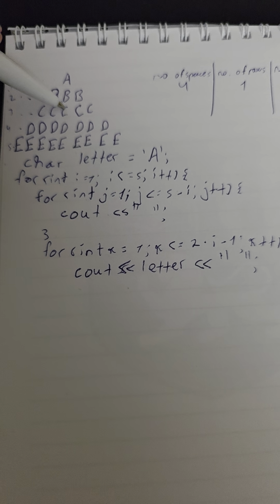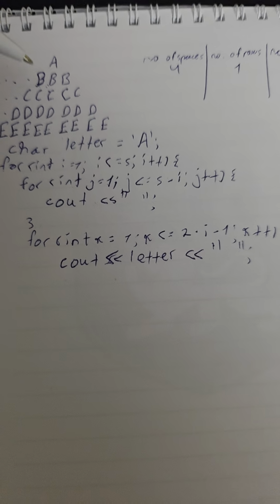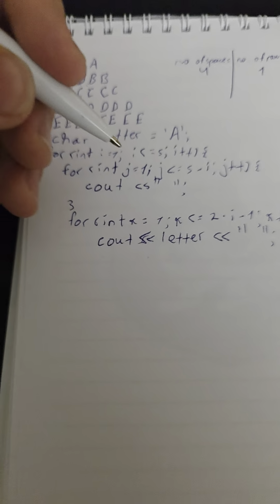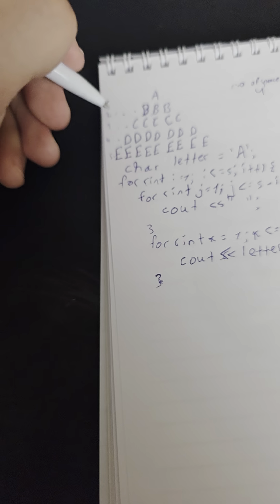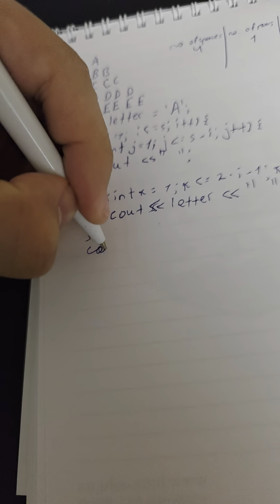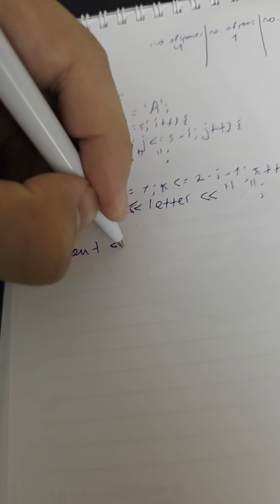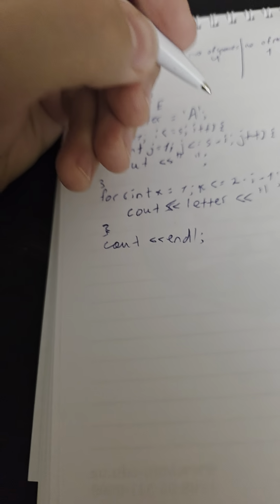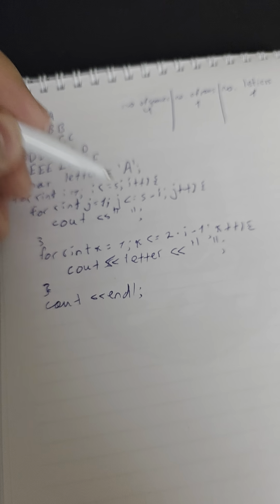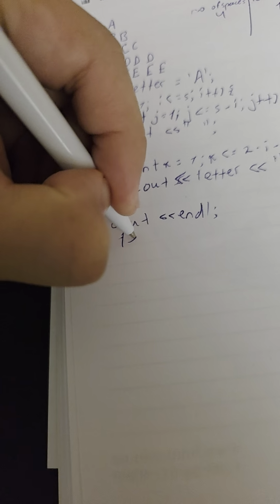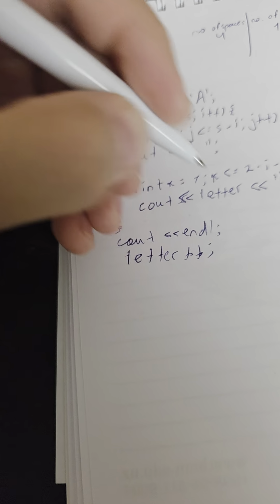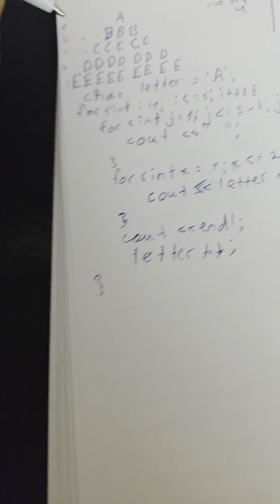Alright, so now we have the number of letters and number of spaces. So the last thing that we have to do is to get the number of rows. So we will just include the cout endl, and we have to include that the letter will be changing every time. So that's letter plus plus, and we will close it.